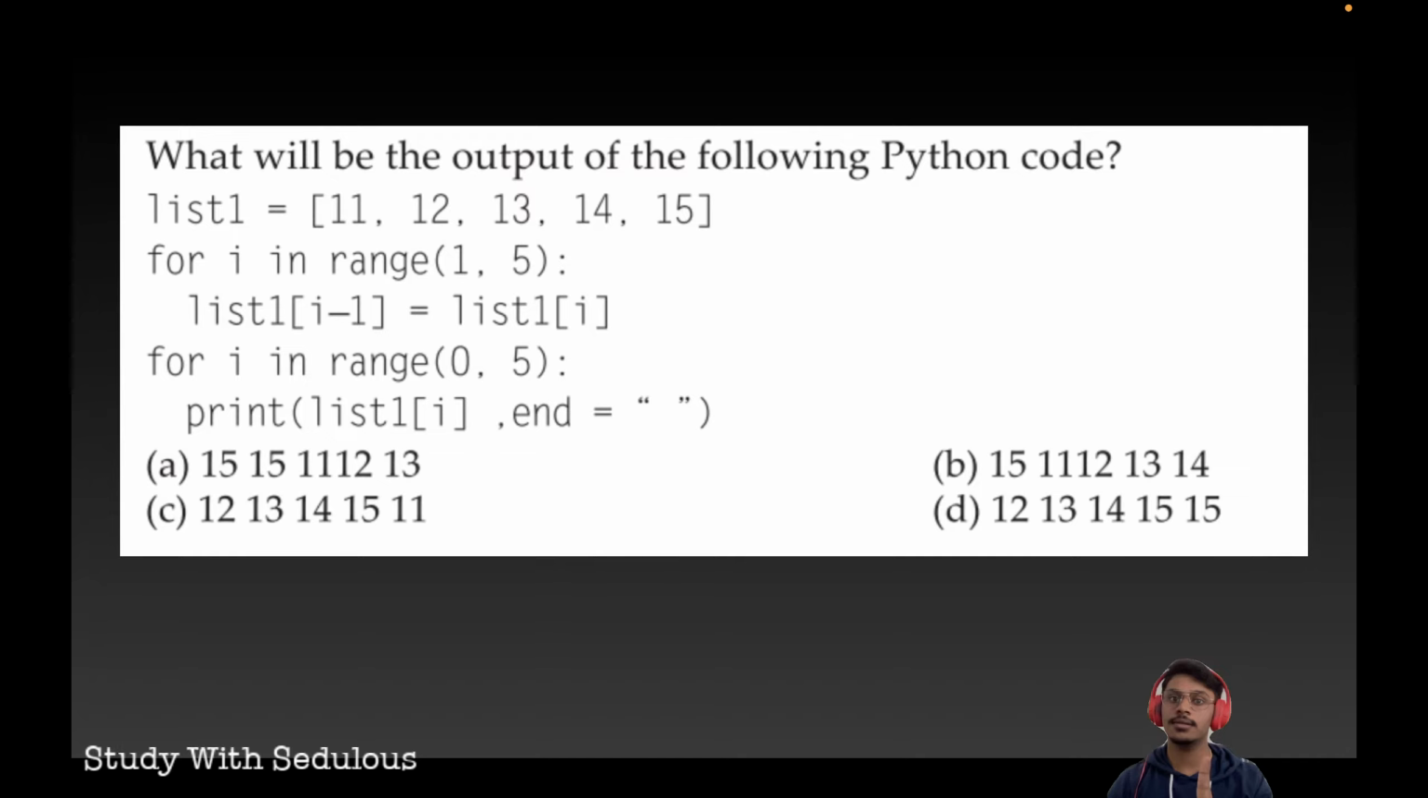Then it will be 13, then 14, then 15. Then at last would be 5, 5 minus 4, 4. So 12, 13, 14, 15. It won't be 11, for sure. Then what can it be? 0, 1, 2, 3, 4. 11 is 0, 12 is 1, 13, 14, 15. 15 is 4. So the fourth value should be 15 again. And that is option D. That's it.